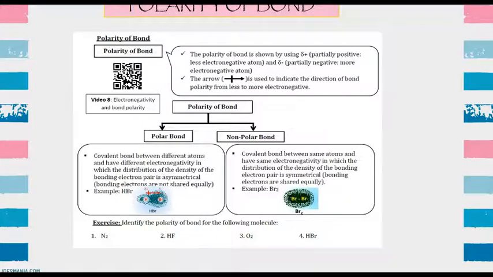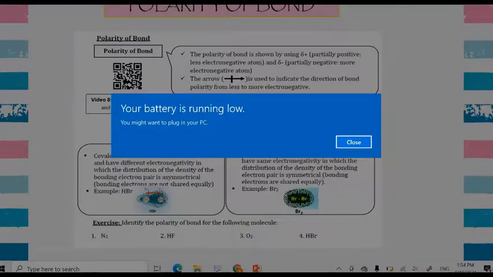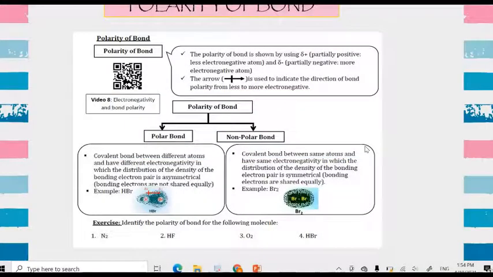The polarity of bond is shown by using the partial positive charge and also the partial negative charge. Partial positive is usually on the less electronegative atom, and partial negative is usually on the more electronegative atom. And also the arrow is used to indicate the direction of bond polarity from less to more electronegative. It means when we draw later, sorry, wait a moment.